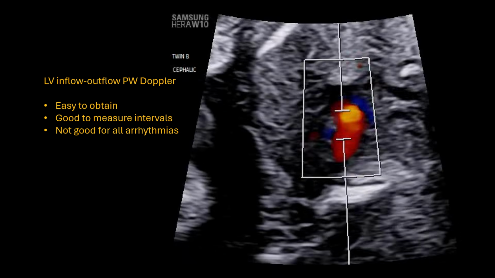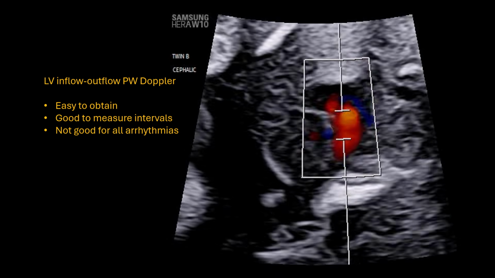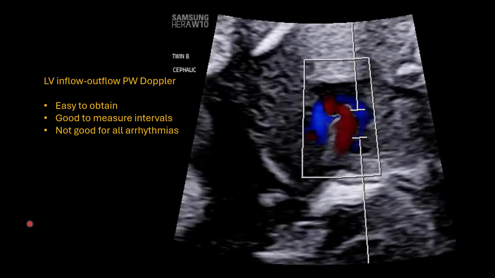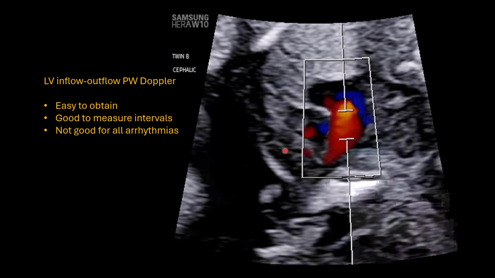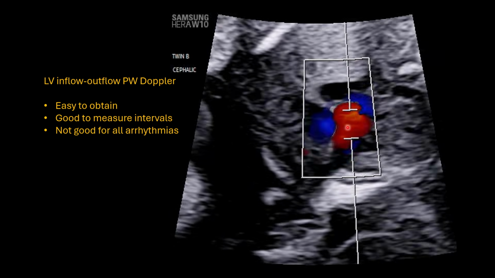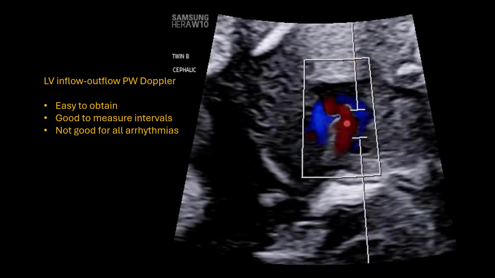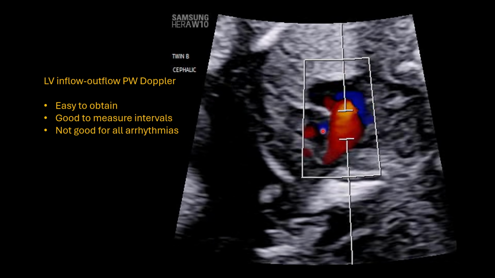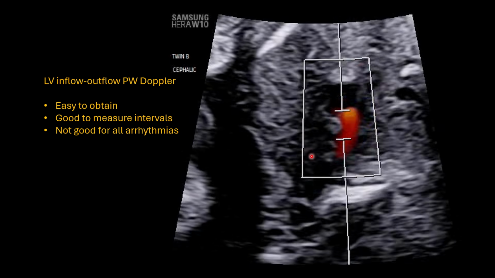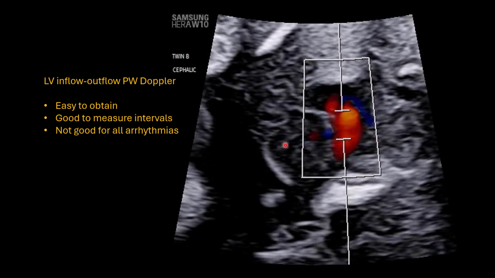Now, this first Doppler method is called the left ventricular inflow-outflow method. This is pulse wave Doppler in this 4-chamber view, really a 5-chamber view, with a mitral valve inflow and aortic valve outflow. We place this widened sample volume in the middle of those flows, and it's fairly easy to obtain in this 4-chamber view as long as the flows are aligned properly. It's very good to measure intervals.